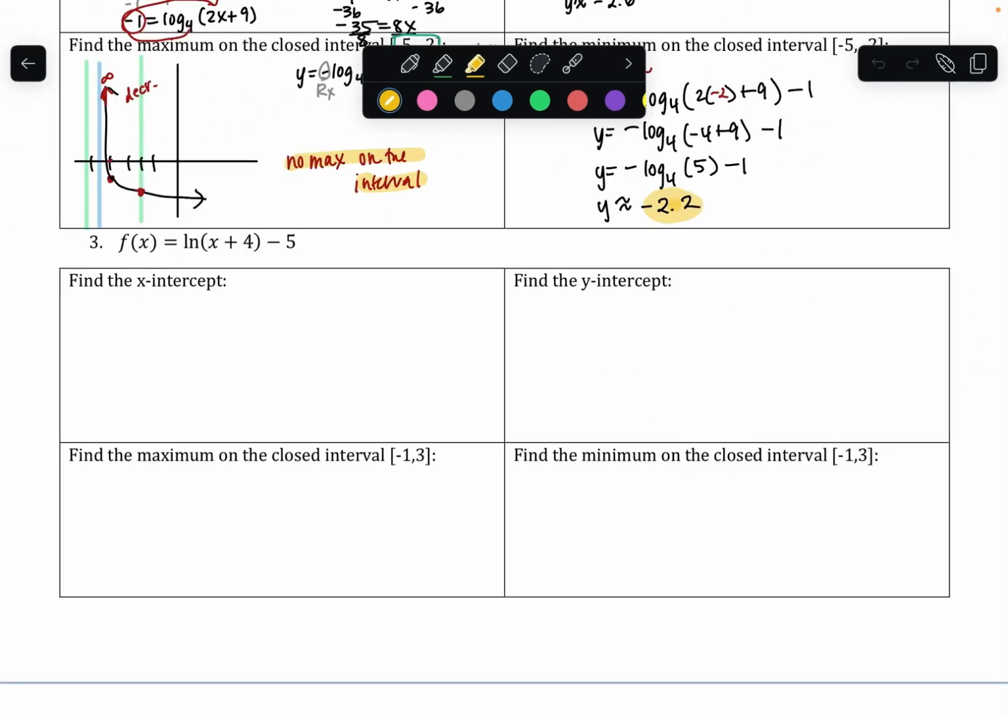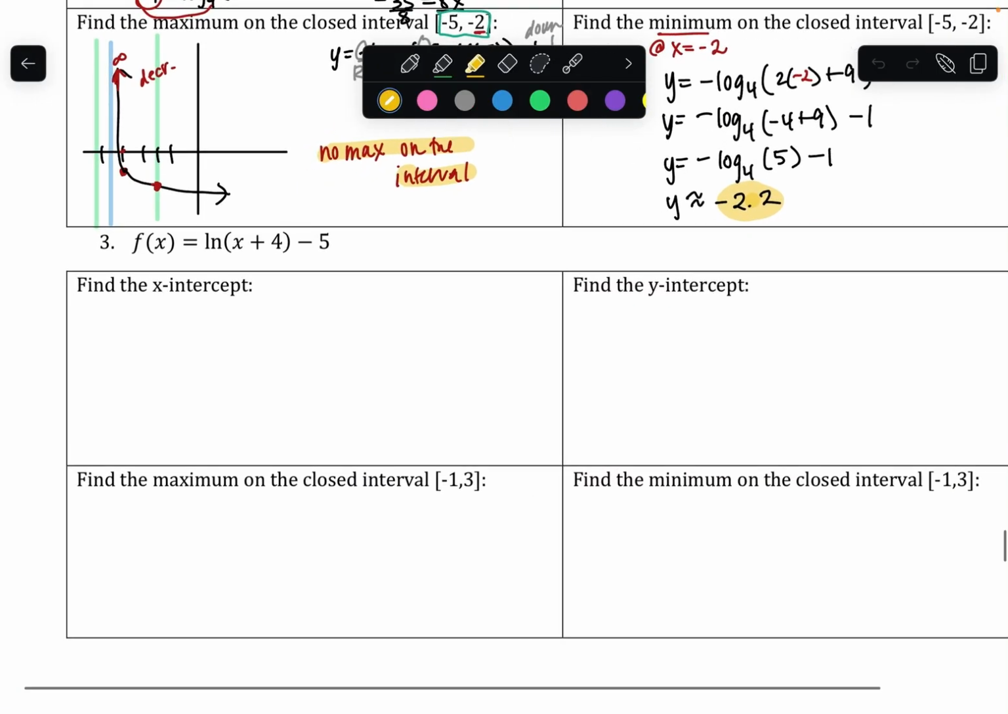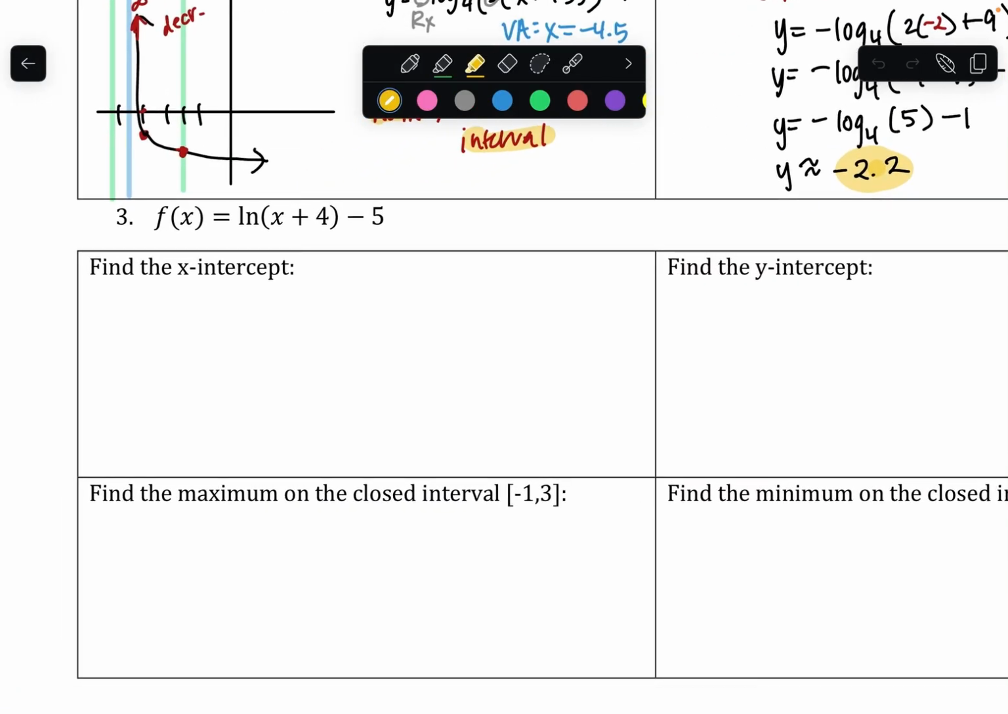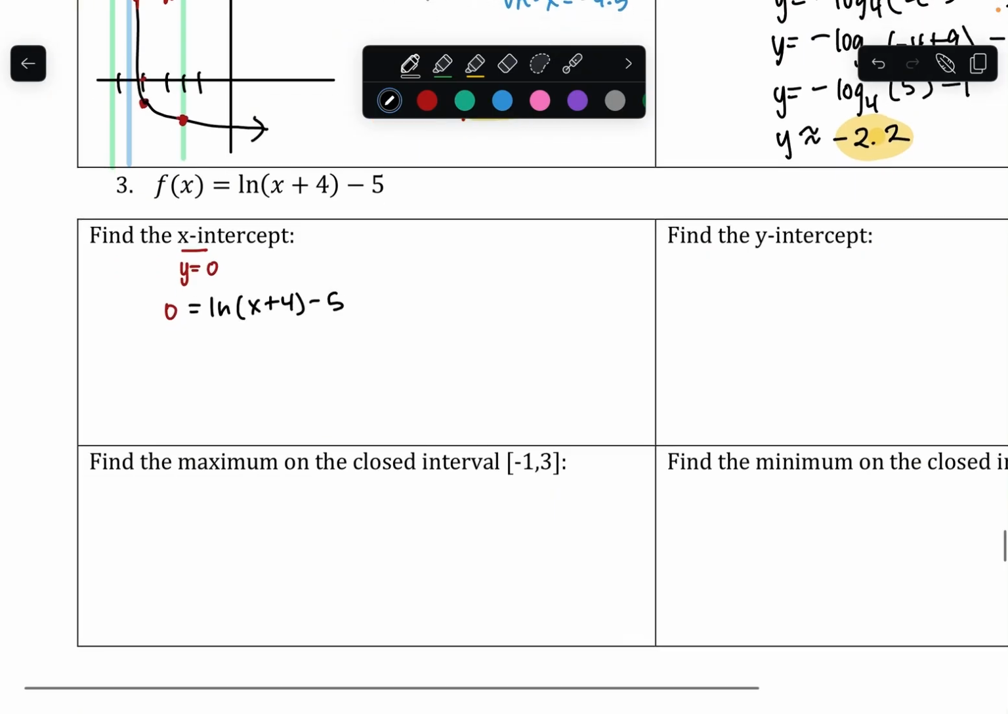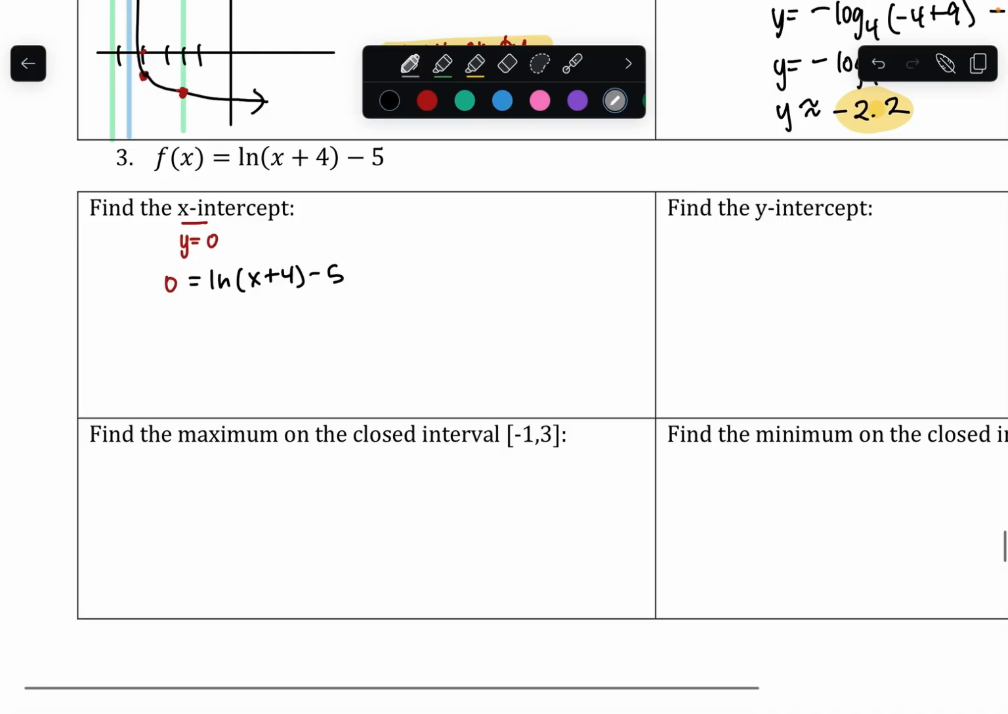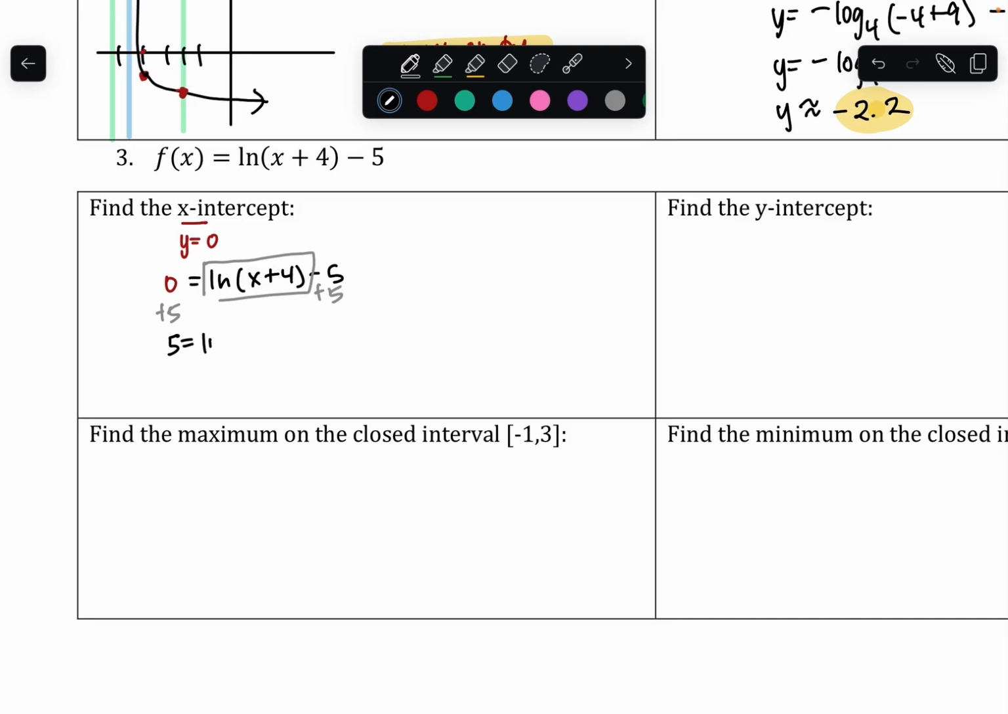All right, in this last example, we are working with natural log. And so x-intercept, same thing. We set y equal to 0, and so my equation would be 0 equals natural log of x plus 4 minus 5. First step is to isolate the log, and so in this case we have one step and we just have to add the 5. So that gives us 5 equals natural log of x plus 4. And then we are ready to convert.